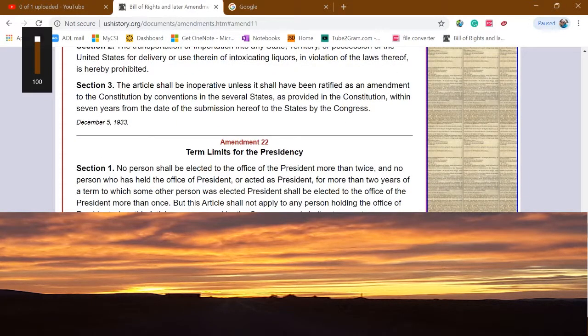Section 3. This article shall be inoperative unless it shall have been ratified as an amendment to the Constitution by conventions in the several states, as provided in the Constitution, within 7 years from the date of the submission hereof to the states by Congress. December 5, 1933.